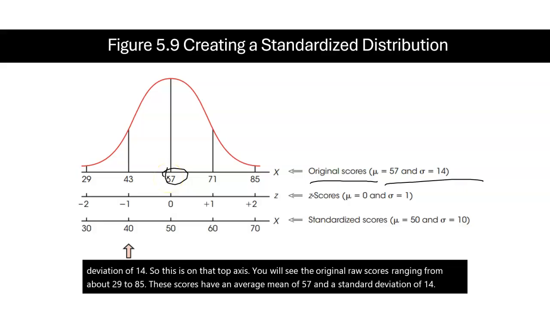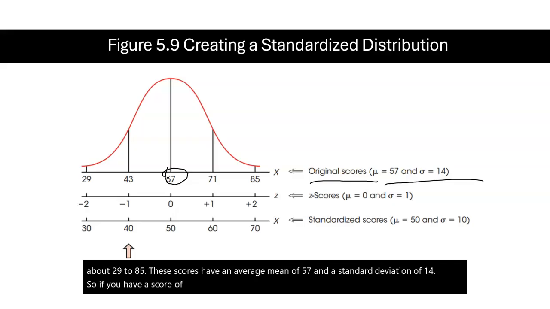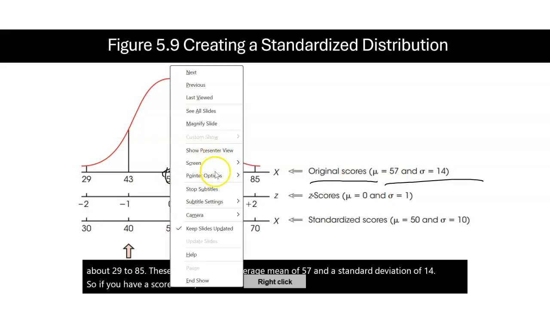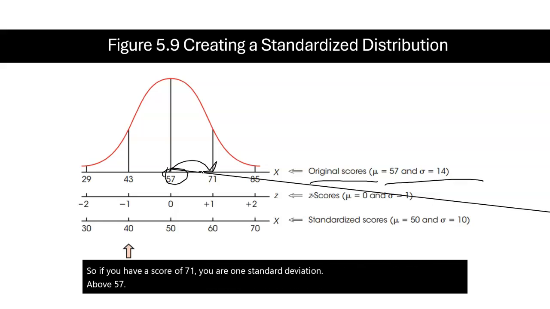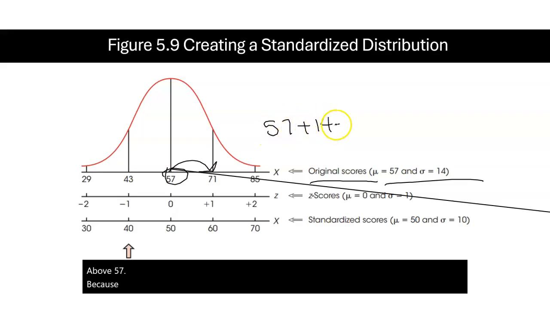So if you have a score of 71, you are 1 standard deviation above 57. Okay? Because 57 plus 14 equals 71. So then we look at z-scores.